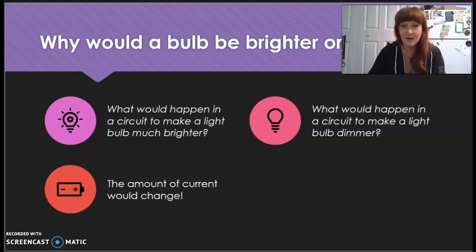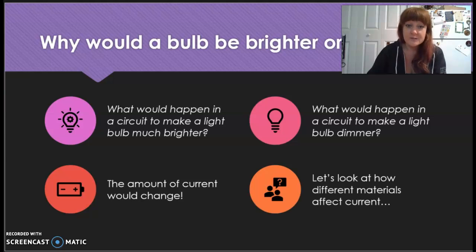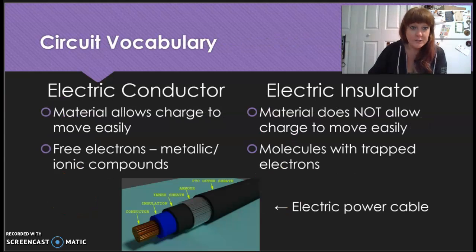You would have to take some higher levels of physics before you would deal with a high current meaning a low brightness. We'll just deal with simple circuits here in regular physics. So let's look at how different materials will actually affect how the current flows through our wires.